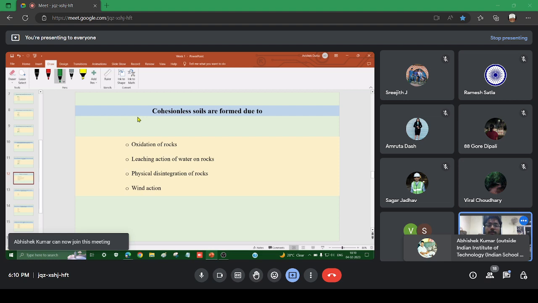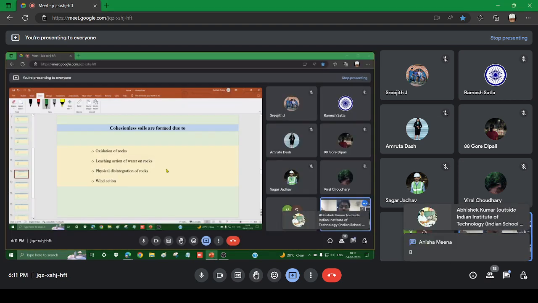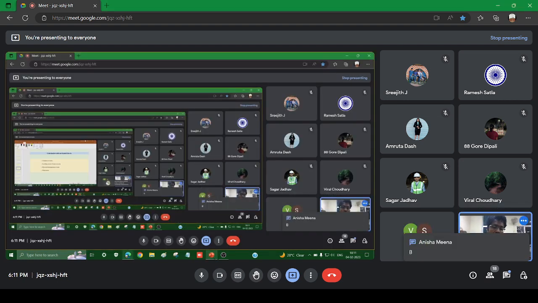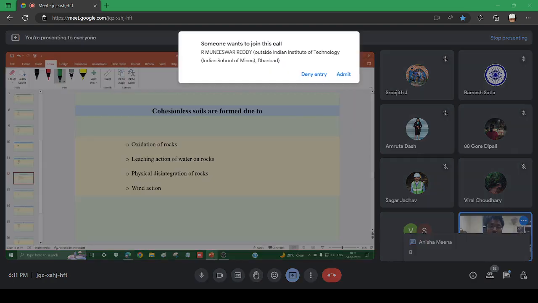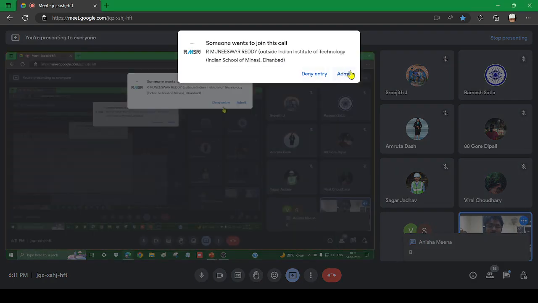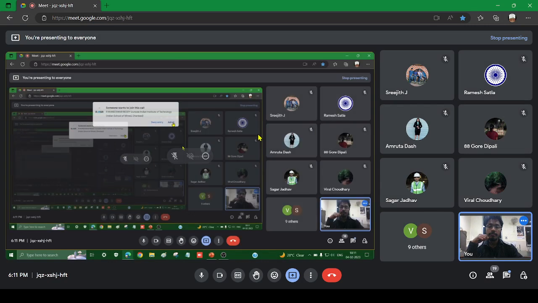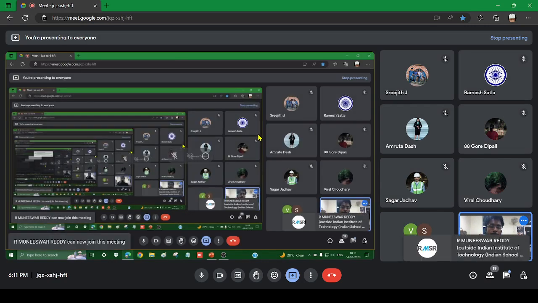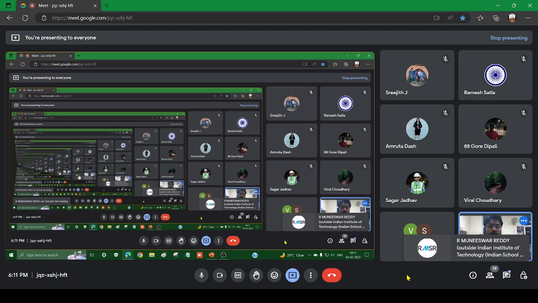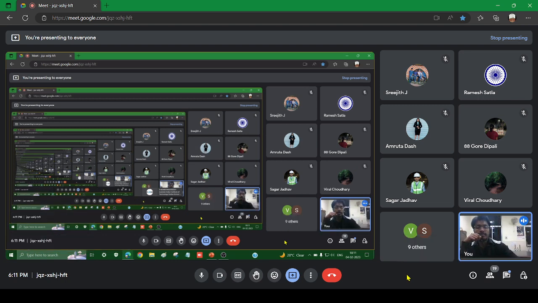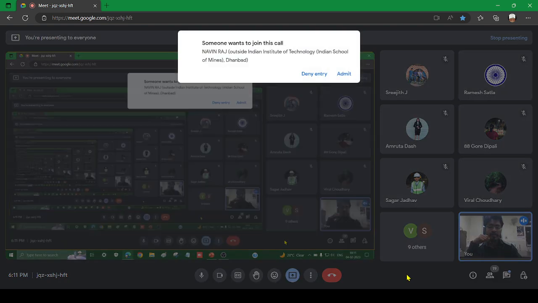Cohesionless soils are formed due to... Okay, some of you have joined just now. Who is saying option B? Those who have joined just now, just follow from the current question. Write down the options and follow the answers. I'll be repeating the entire questions and answers at the end of the session.